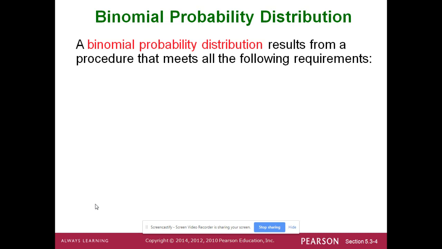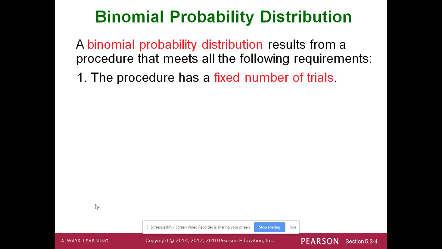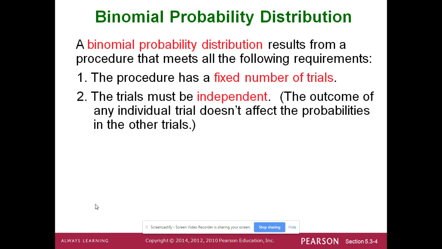All right. So here are those three or four pillars of binomial probability distributions. These requirements. First one, there's a fixed number of trials. So five, we're picking 5 people, something like that. There's a fixed number of trials. The trials must be independent. The probability of the first trial cannot affect the probability of the second trial, third trial, whatever.